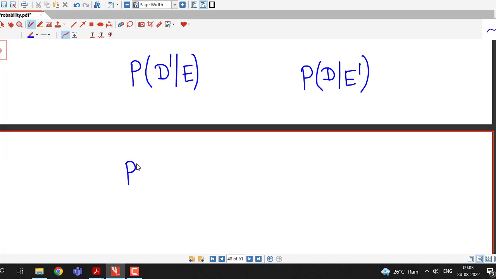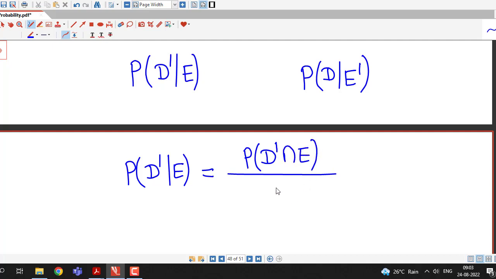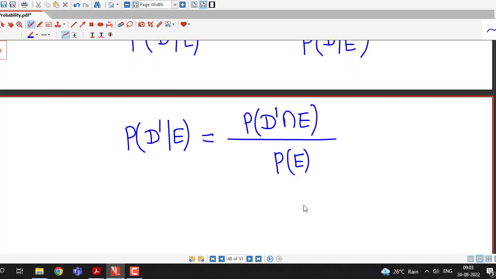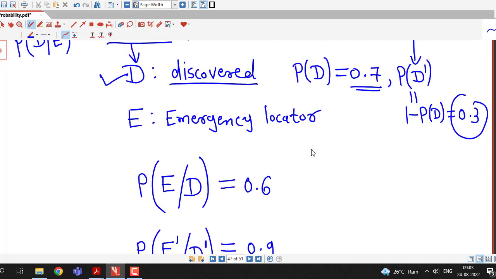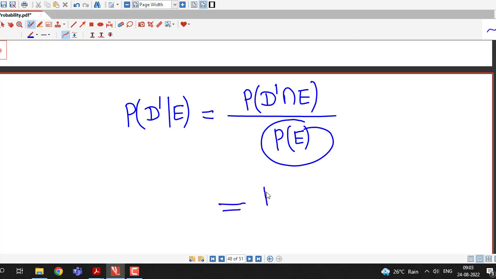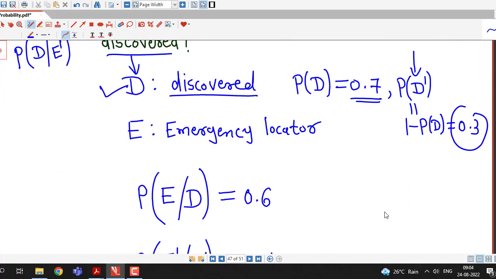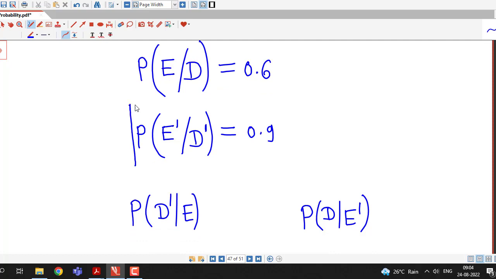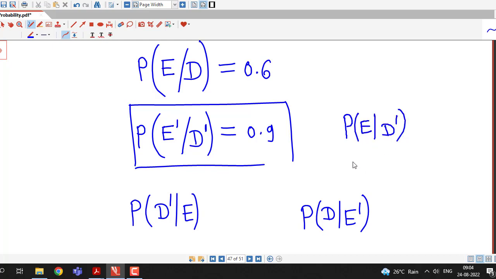So for this, suppose I use the definition of conditional probability. The probability of D dash given E is equal to the probability of D dash intersection E divided by the probability of E, and for that I will require the probability of E, that is, the aircraft has an emergency locator. That is not given, so we have to find that probability also. And the probability of D dash intersection E can be written, using the multiplication rule, as the probability of D dash times the probability of E given D dash. Let me see whether this is given or not. The probability of E given D dash is not given, but the probability of E dash given D dash is given, so we can find the probability of E given D dash using the complementary event.